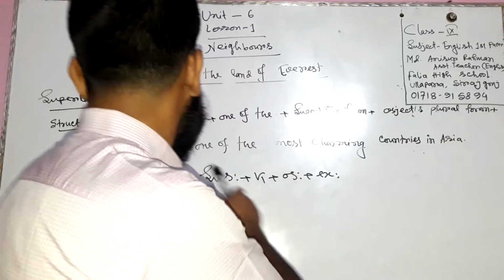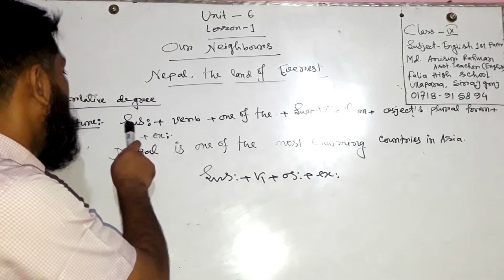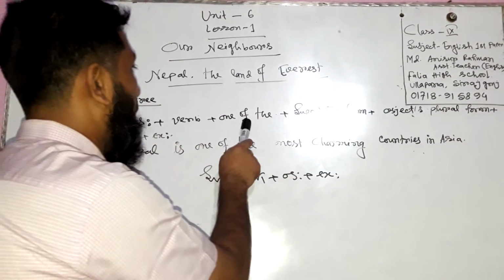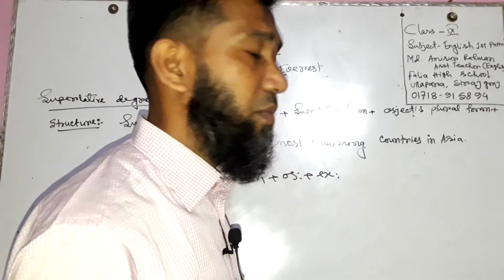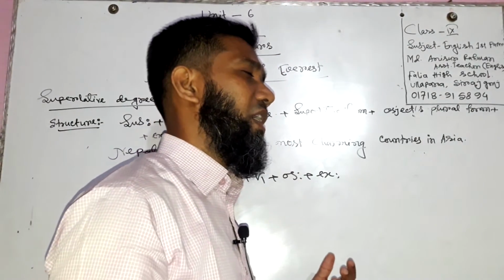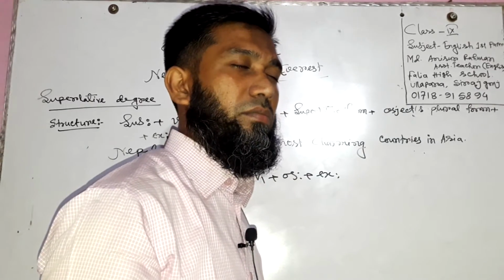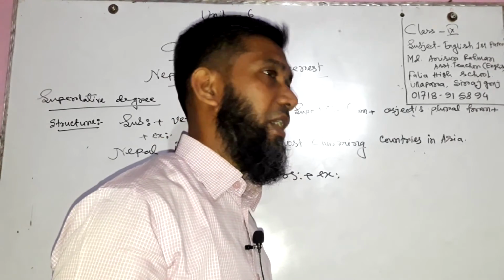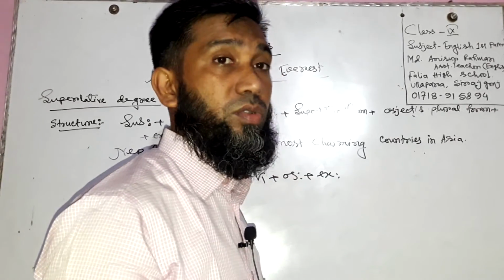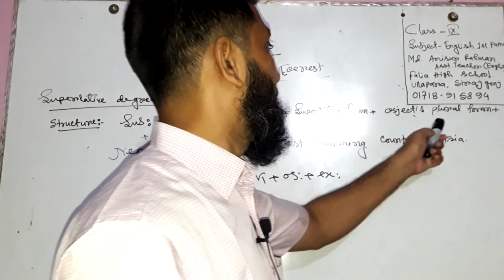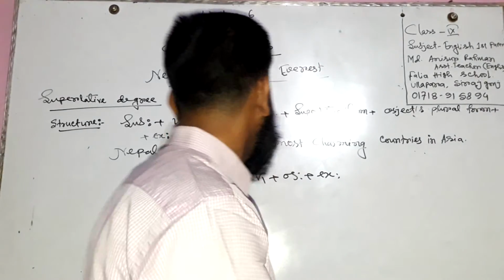Here is the structure of superlative degrees. First is the subject, then verb, then "one of the," then the superlative form. I mean the adjective is turned into the superlative form. If the adjective remains in the base form, of course you turn it into the superlative form. Then the object in plural form, then extension.